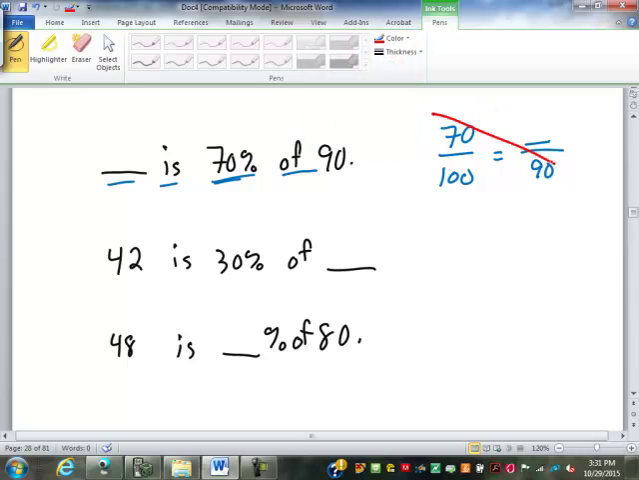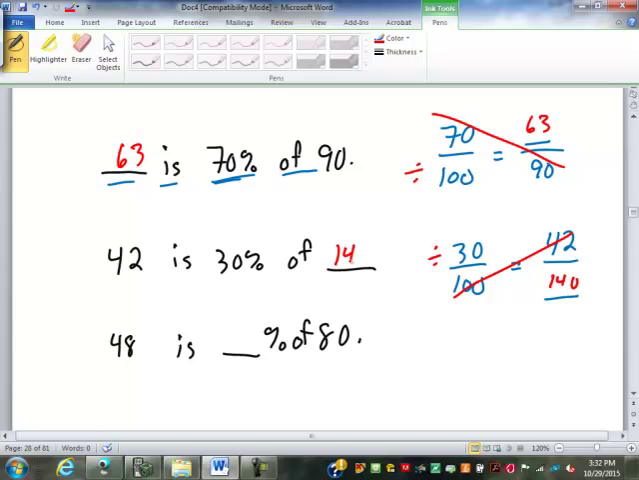So we cross multiply and divide, we get 63. 70 times 90 is 6,300, divided by 100 is 63. The second one, we have 30%, so we start 30 out of 100 equals, we have the 42 in the blank, which one goes where? 42 on top, blank on bottom. So I have 100 times 42 is 4,200, divided by 30 is 140. 42 is 30% of 140.